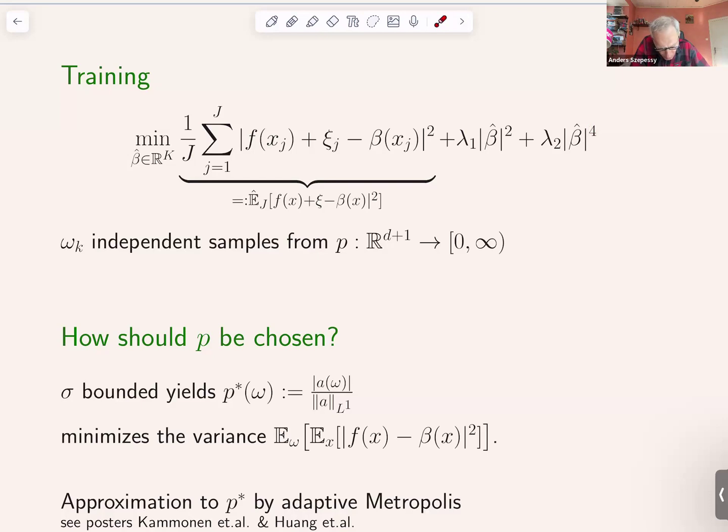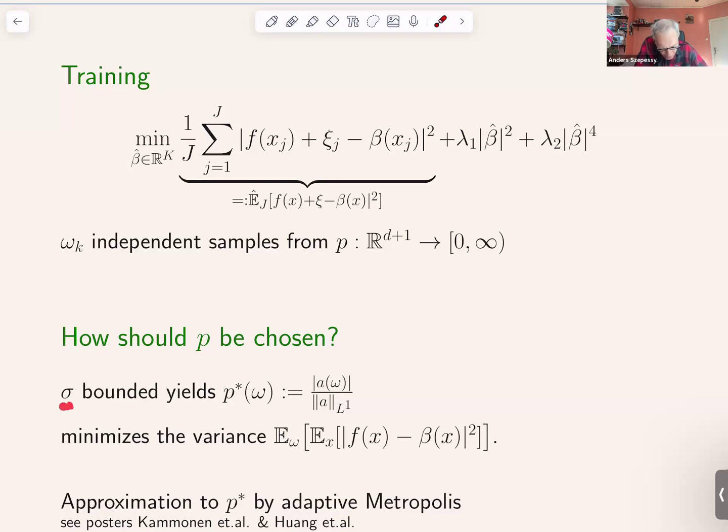So what about the frequencies omega? In the random Fourier feature setting, they are independent samples from a density. And then one may ask, how should one choose such a density? That is a challenge, actually, to find in practice a good density P.